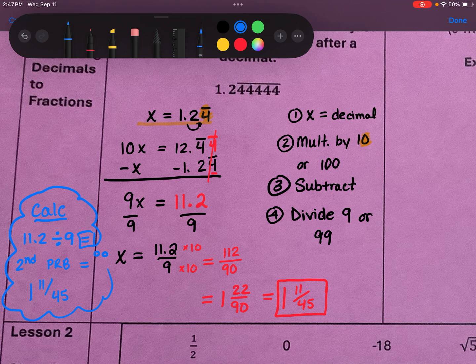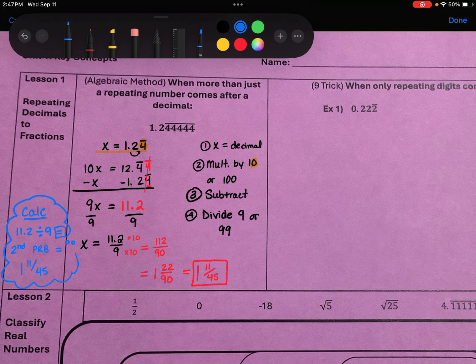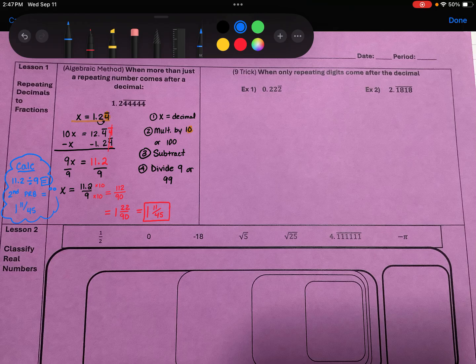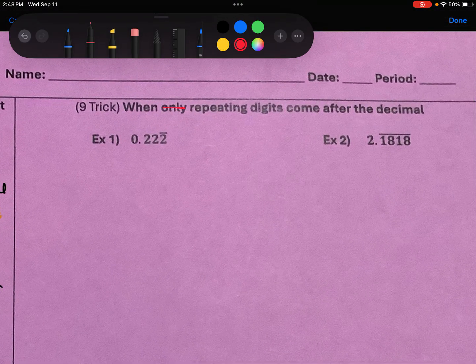So there's the algebraic method that we've been working through in lesson 1.1. There is another way that you can do this, which our book does not talk about, but I at least wanted to show you so you can feel free to use it if you're comfortable with it, or you don't have to. So, the 9 trick. The 9 trick doesn't work with all repeating decimals. It only works when the repeating digits come right after the decimal and nothing else.